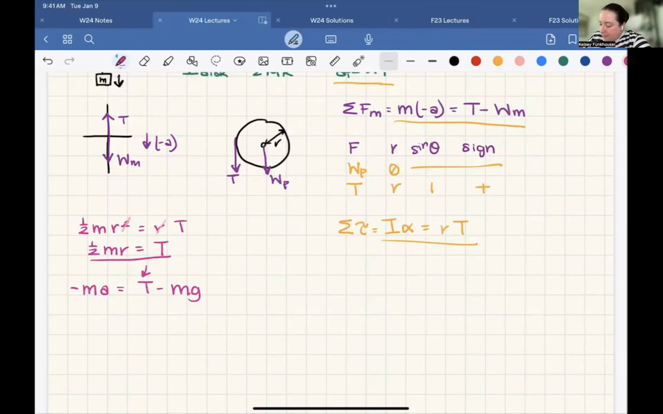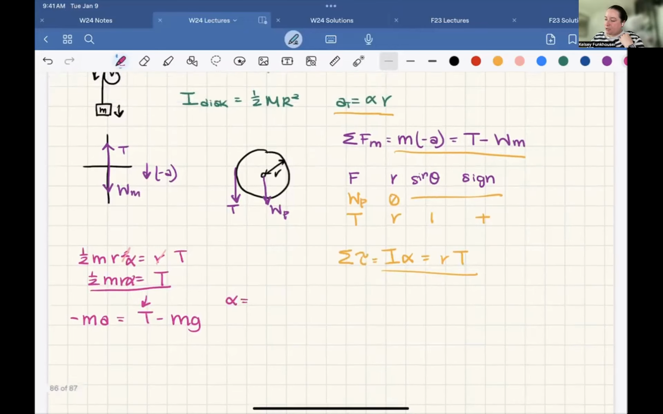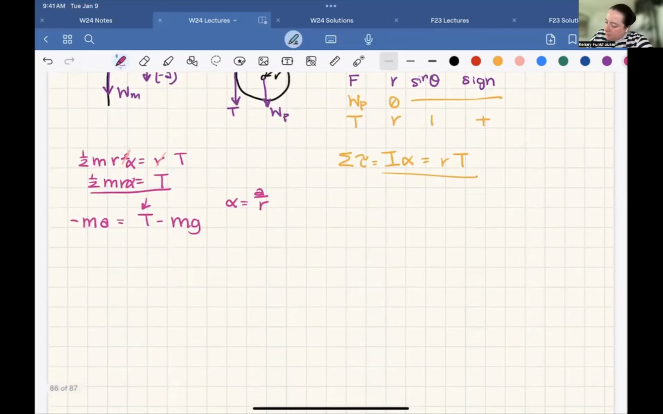I forgot the alpha though. That's bad. Alpha, there we go. And we should probably sub in what alpha is, which is the acceleration divided by r. So we'll just plug that in here. We have negative MA still, and then we're plugging in for the tension, which is 1/2 mr, and then we're going to plug in for alpha, A over r, minus mg.